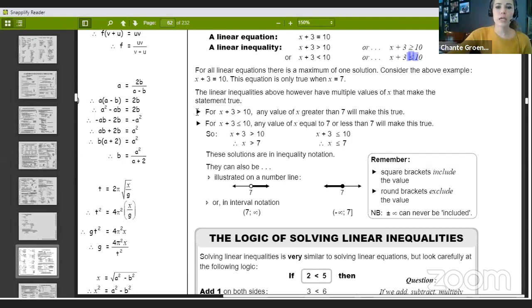Now we move on to linear inequalities, and we see that the linear inequalities above, however, have multiple values that make the statement true. So here we have x plus 3, and we have our bigger-than sign, 10. Any value of x greater than 10 will make this true. And if we have the smaller-than-or-equal sign here, any value of x equal to 7 or less than 7 will make this true.